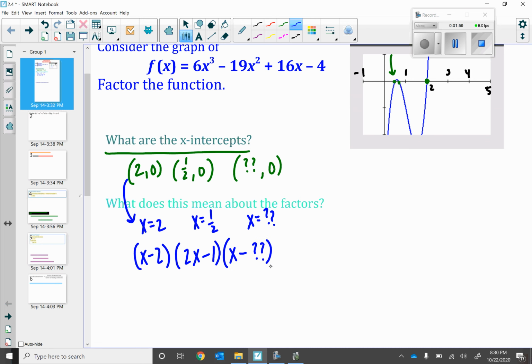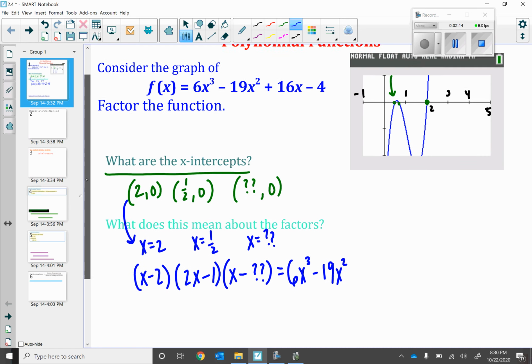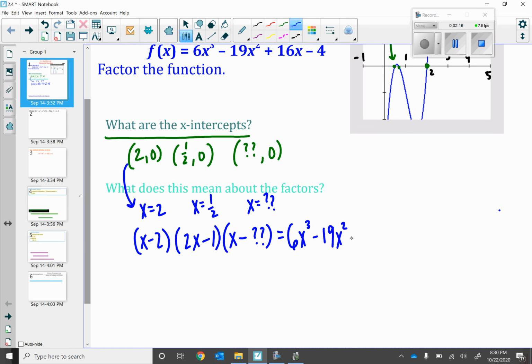But technically, I have 2 out of the 3 factors, or the things that multiply together to get to our function, 6x cubed minus 19x squared, sorry, minus 19x squared, where was I? Plus 16x minus 4. So if my goal is to factor completely, I need to solve for this factor. How am I going to do that?